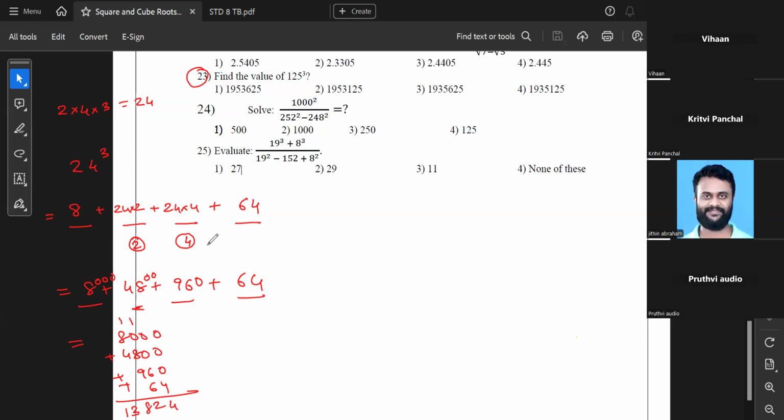Vihan, tell me what's your doubt? Sir, how do we do it with 3-digit numbers? I'll come to 3-digit. Don't worry, Ray. First, let me complete 2-digit. Sir, I didn't understand the first step you did.